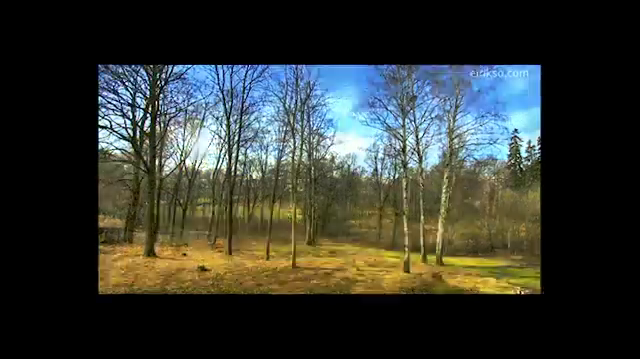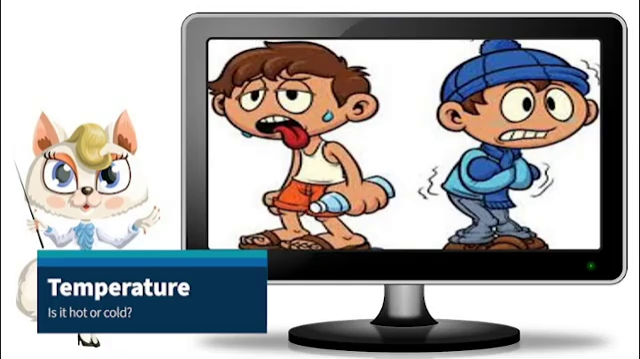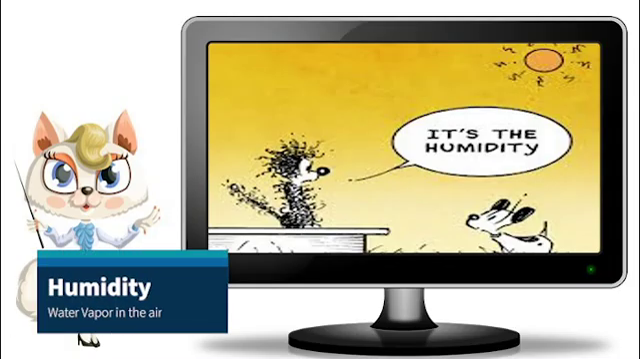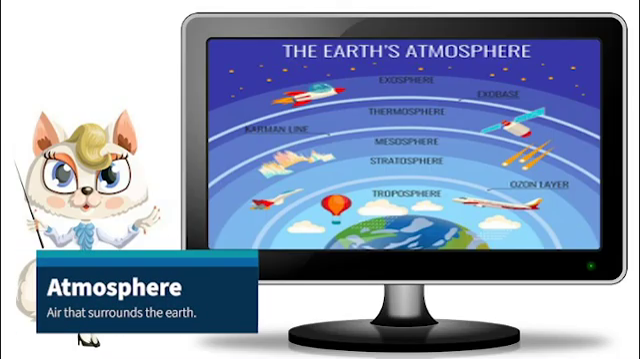Sometimes he'll tell us that it'll be sleet, which is water and snow, or it'll just be snow, lots of it. So no matter what the weather is like outside, there are three things that help influence it. Number one, the temperature. That is the way to measure the heat or the cold. Number two, the humidity. This is the amount of water vapor in the atmosphere. And finally, number three, the atmosphere. This is the air that surrounds the earth.